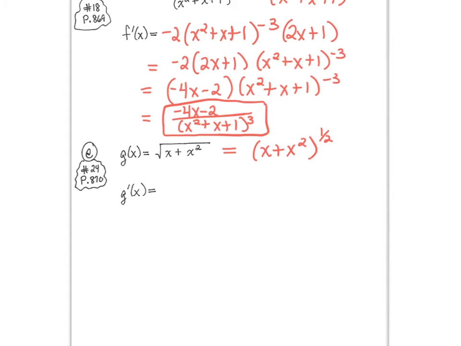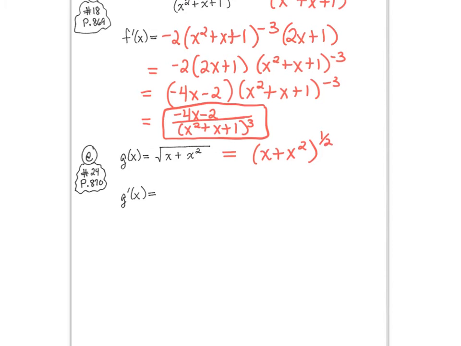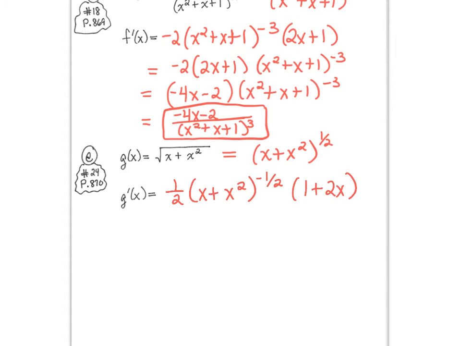Go ahead. You want to start with the final answer? Oh, the steps. You don't have to read the prime in if you don't want to, but just the steps for sure. Okay, so then you get 1/2, and then in parentheses, x plus x squared, raised to the negative 1/2, times, in parentheses, 1 plus 2x. Very good. And then what did you do from here?